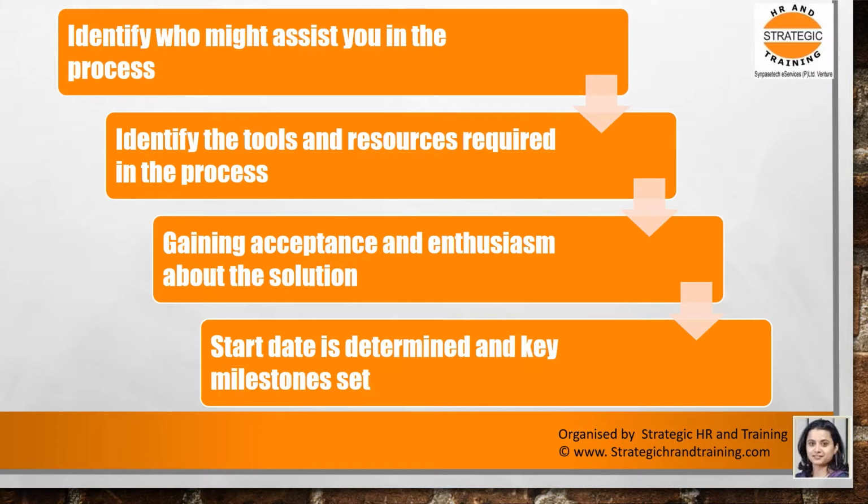Getting the right people for the right job is extremely critical for the success of the implementation plan. Second is identify the tools and resources required in the process. So initially only you should have designed the tools and resources that you will require, so that if there is any interdepartmental liaising that is required, if something has to be procured, if something has to be arranged, or timelines have to be decided, or something has to be shared amongst teams, that can all be arranged.